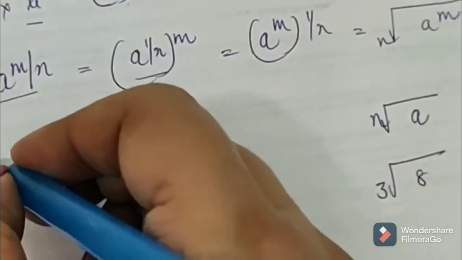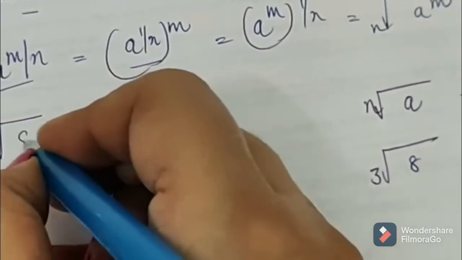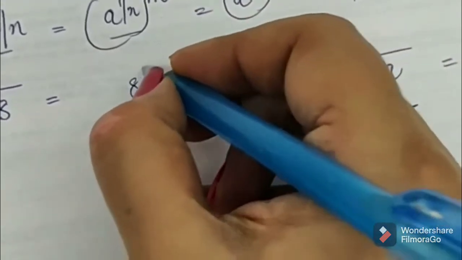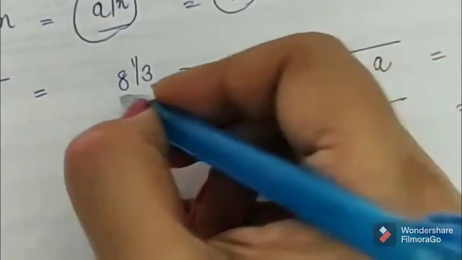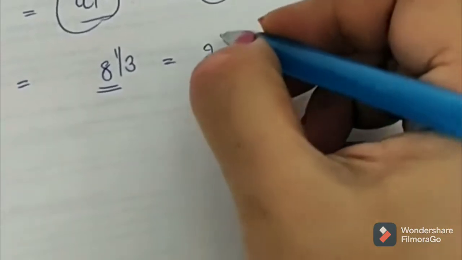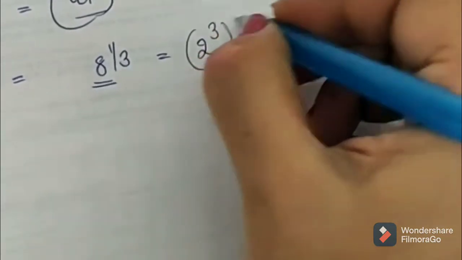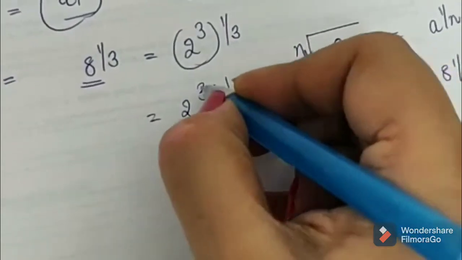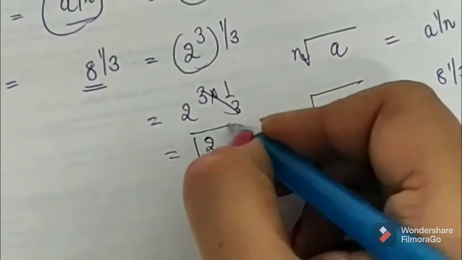This is third root of 8. You have to calculate it. Now third root of 8 means 8 raised to power 1 by 3. And when we find the prime factorization of this 8, this can be written as 2 raised to power 3 into 1 by 3. That is, 2 raised to power 3 into 1 by 3, this is equal to 2.